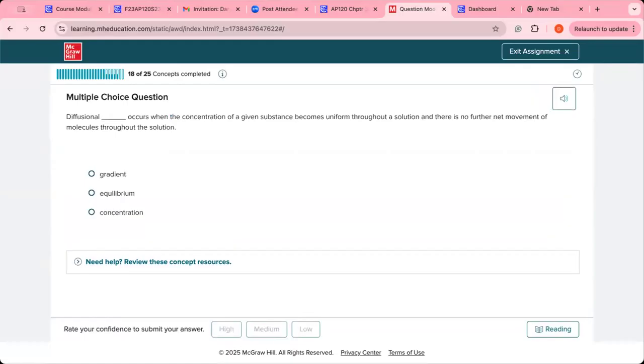Diffusional blank occurs when the concentration of a given substance becomes uniform throughout a solution and there is no further net movement of molecules through the solution. What do we call that? When it becomes the same.